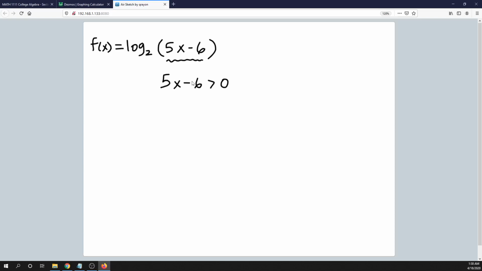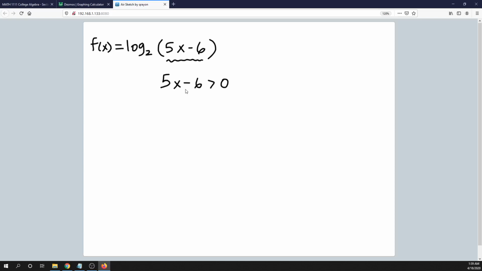And the reason why you're doing this is because the domain of the regular logarithmic functions is all positive real numbers. So in other words, the inside part right here, which is 5x minus 6, has to be greater than 0. That means it has to be positive. And you solve this inequality out, and that will be your domain.